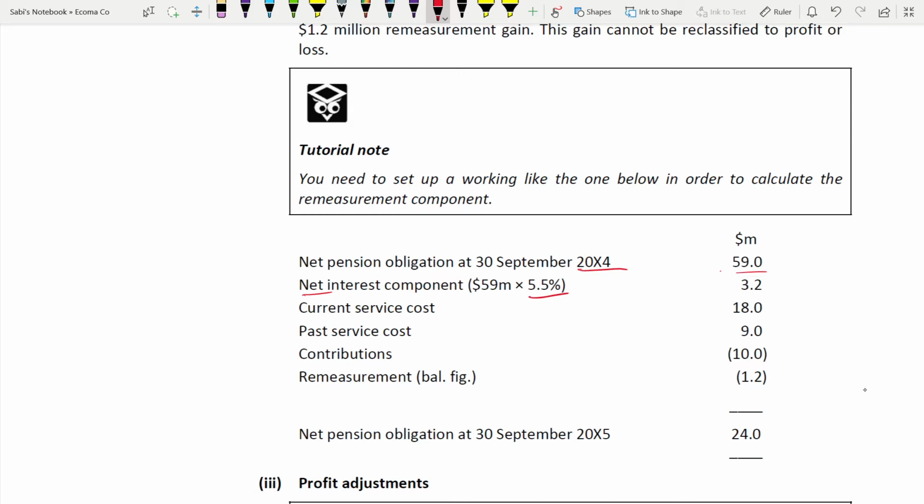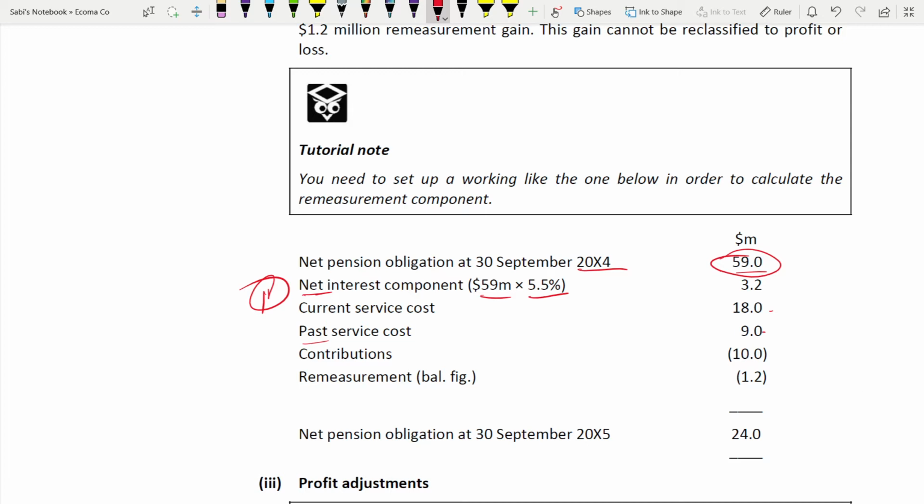First, always start with the interest. Interest should be your number one, net interest. Why? Because interest you always charge on the opening balance, 59. That's the reason why interest has to come right after your opening balance, your pension obligation. Then comes your current service cost, past service cost. As it is, you can take 18, 9. Even though it's past, it will come here because it is for the amendment relating to 2005. So it will come here.